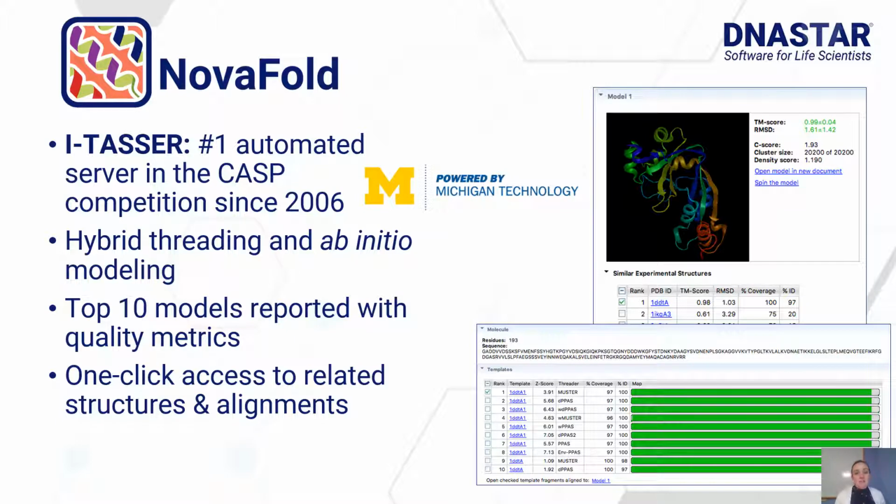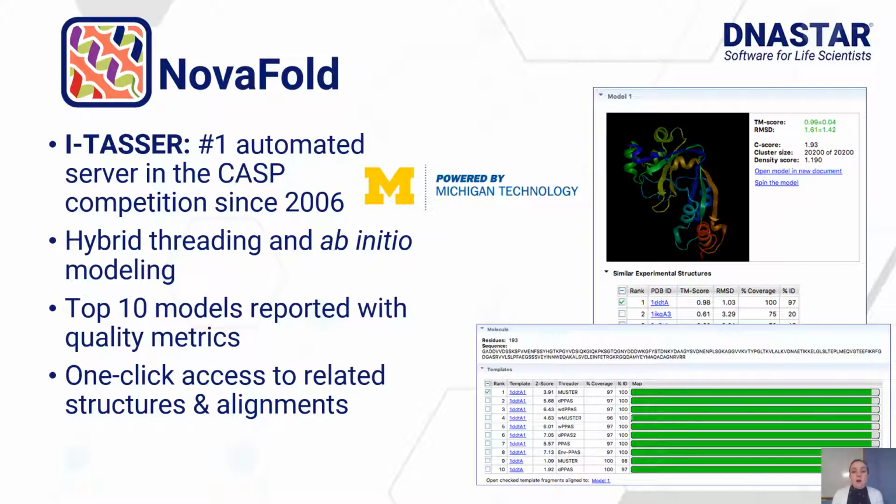And speaking to the accuracy of this tool, I-TASSER has been the top-ranked automated server in the CASP competition since 2006. NovaFold and I-TASSER use a novel algorithm that relies on both threading and ab initio folding, which means that we use template structures from the PDB to generate a model from the protein sequence, and then ab initio folding to resolve any parts of the structure that weren't modeled using the template structures.